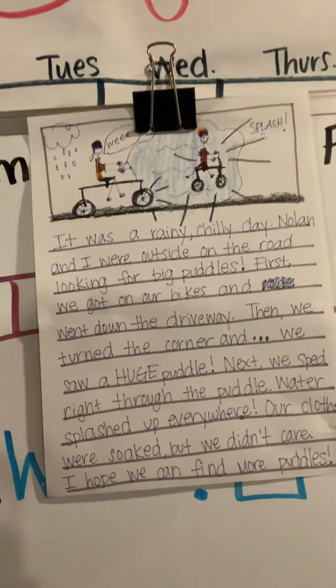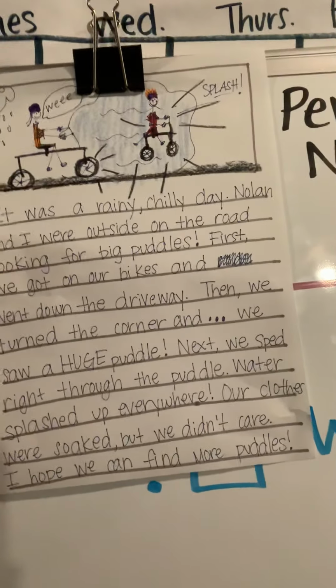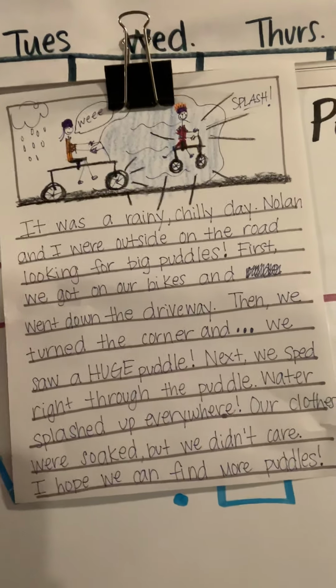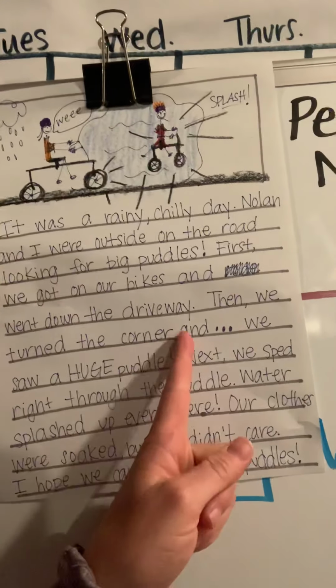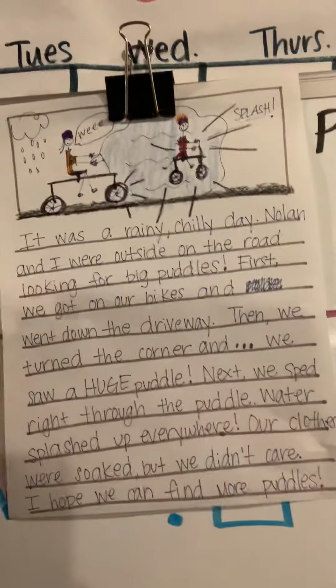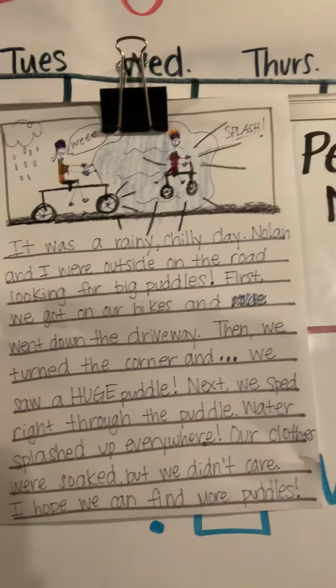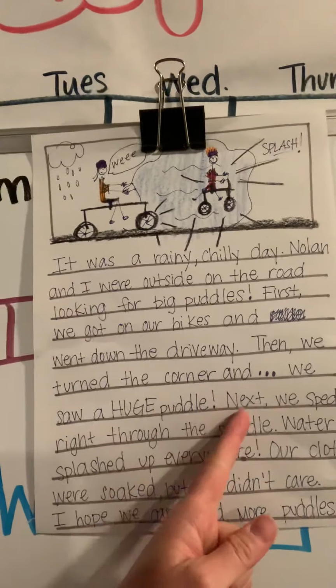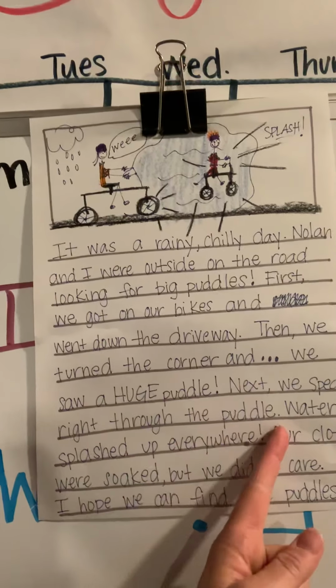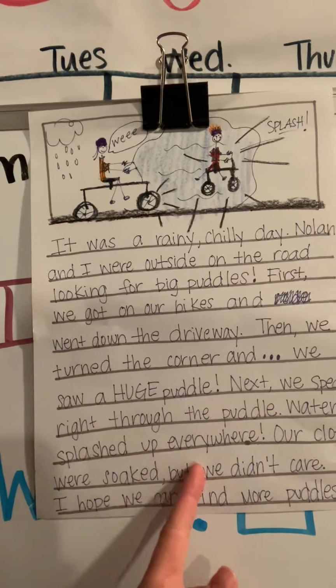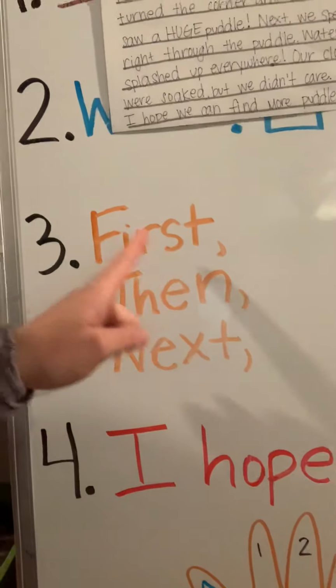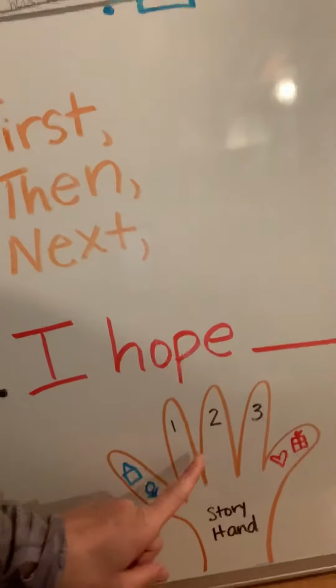First, we got on our bikes and went down the driveway. Then we turned the corner and we saw a huge puddle. Next, we sped right through the puddle. Water splashed up everywhere. So there is my middle piece. There's where the action happened. We turned the corner, we saw a huge puddle, and we rode through it and water splashed everywhere.